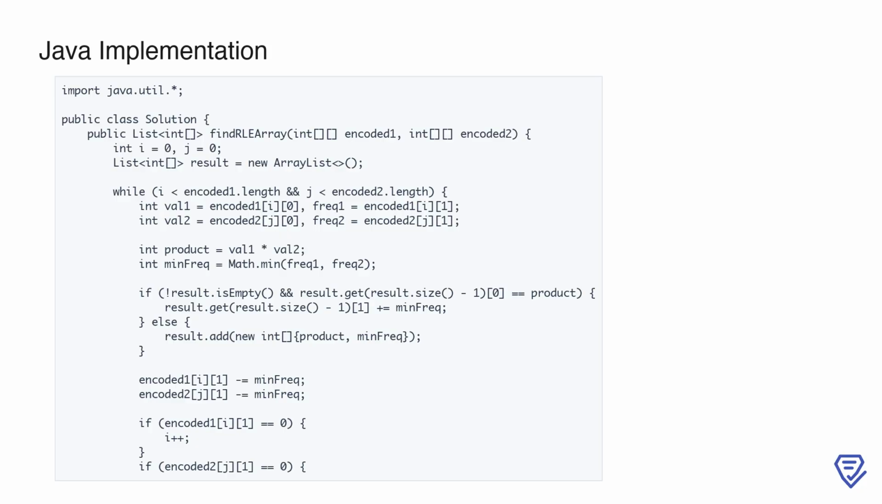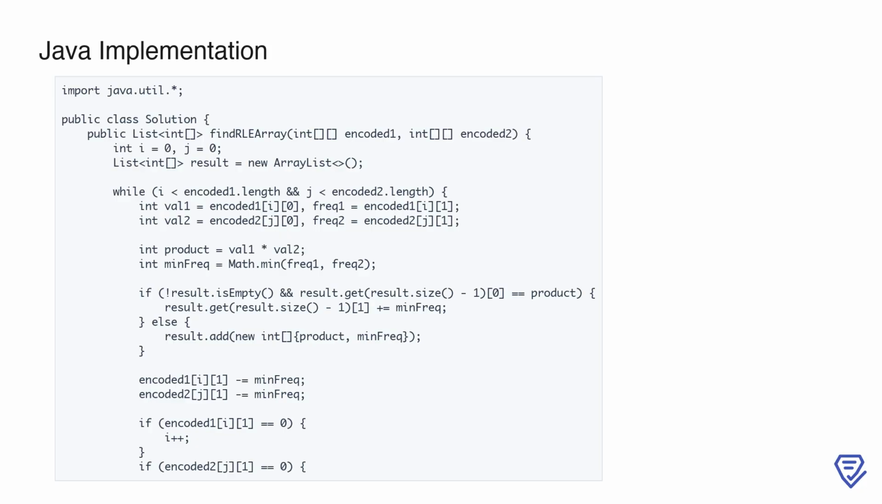Inside the loop, we extract the current value and frequency for both arrays using the pointers. For example, val1 and frequency 1 correspond to the value and frequency from encoded 1, while val2 and frequency 2 are their counterparts in encoded 2. We then calculate the product of val1 and val2, which represents the value in the resulting array, and determine the smaller frequency between frequency 1 and frequency 2 since that's the maximum overlap for the current pair of elements.